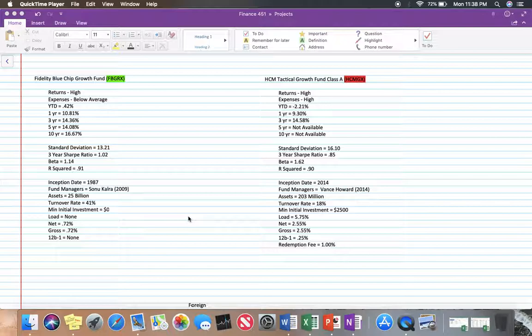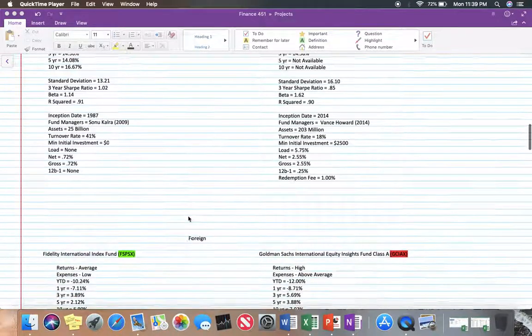When it comes to expenses, we have 0.72 for the Blue Chip Fund and 2.55% for the HCM fund, which is, again, how much it costs to run the fund. And for the 12B1 fee, we don't have any for the Fidelity Blue Chip Fund, where we do have 0.25% for the HCM Tactical, and a redemption fee, which is a holding period charge, of 1%. So relative to returns, volatility, and management, the Fidelity Blue Chip Fund is more attractive.